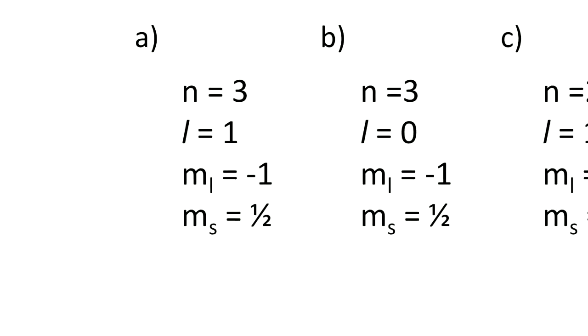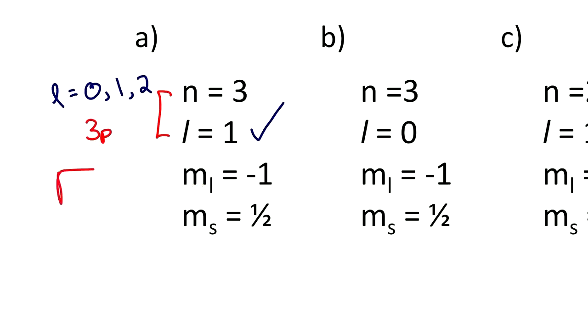So here, let's look at A. We have n equals 3, and I ask myself, what are the possible L's I can have for that n value? I can have 0, 1, or 2. So is that L value allowed? Yep. If I combine n and L, what subshell is that called? 3p, because L of 1 is a p orbital. Then, in a 3p subshell, can I have an ML of -1? Yes, because a 3p has 3 boxes, and one of them is -1.